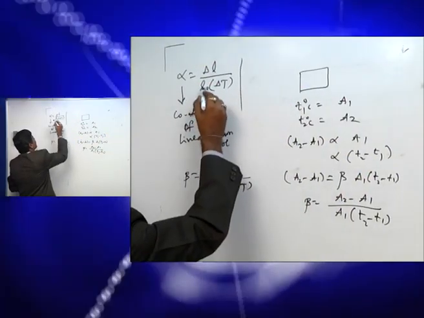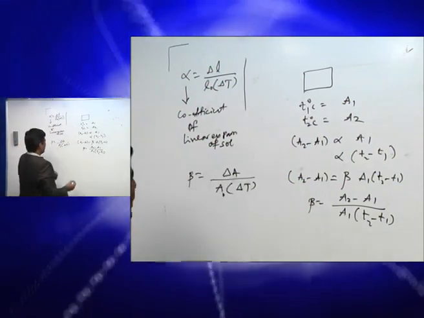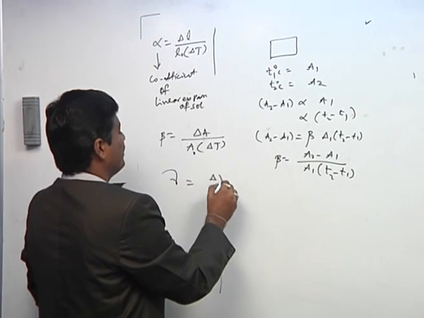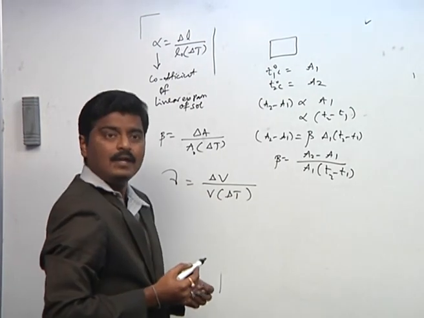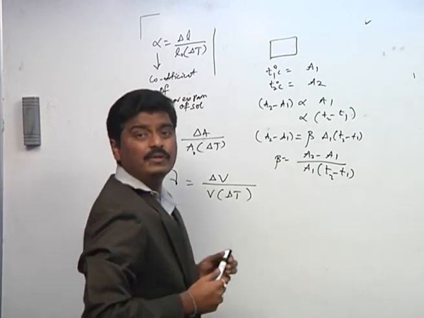This is the initial length, this is the initial area. Similarly, for the cube, we take gamma as delta V by V into delta T. Now the relation between this alpha, beta, gamma we are going to discuss.